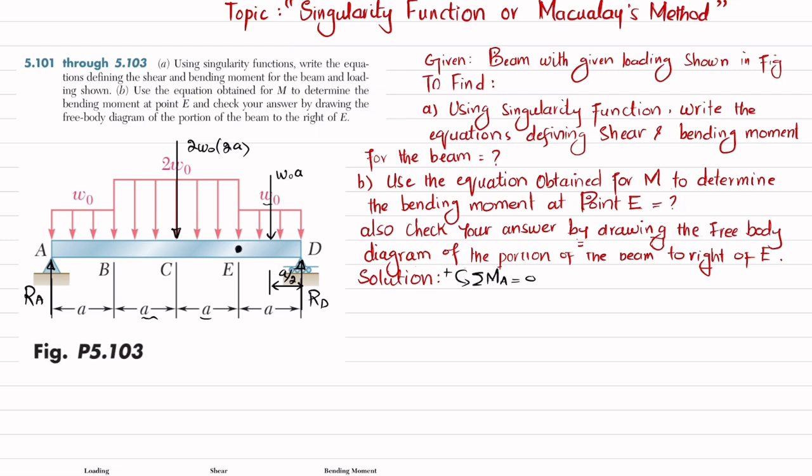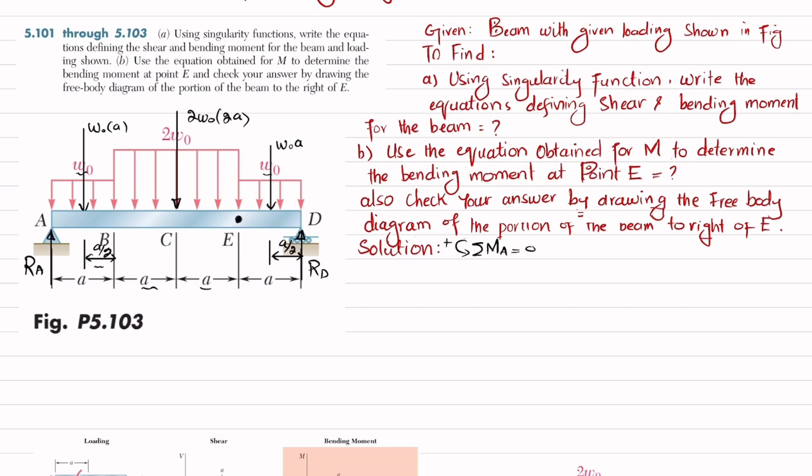Clear? And the last load, which is W naught, when converted into a point load will be equal to W naught times A, and the distance from point B to its midpoint is A by 2. Now you can see the distance from this point load to point A will be equal to 7A by 2. Why 7A by 2? Because this is A plus A, and this is A, and this is A by 2. So it will give you 7A by 2.